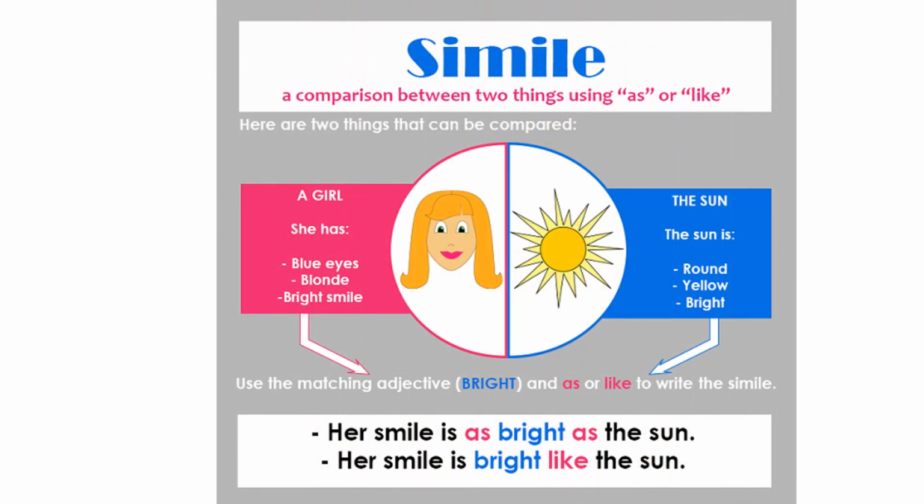So again, a simile is a comparison between two things using as or like. Okay, so a girl has blue eyes, blonde hair, a bright smile. We can compare her bright smile to the sun, because the sun is also bright. So we can say her smile is as bright as the sun, or her smile is bright like the sun. So we're comparing the girl's smile to the sun. What do they have in common? They're both bright. You have to choose two things that have a similar adjective, and then you compare them.